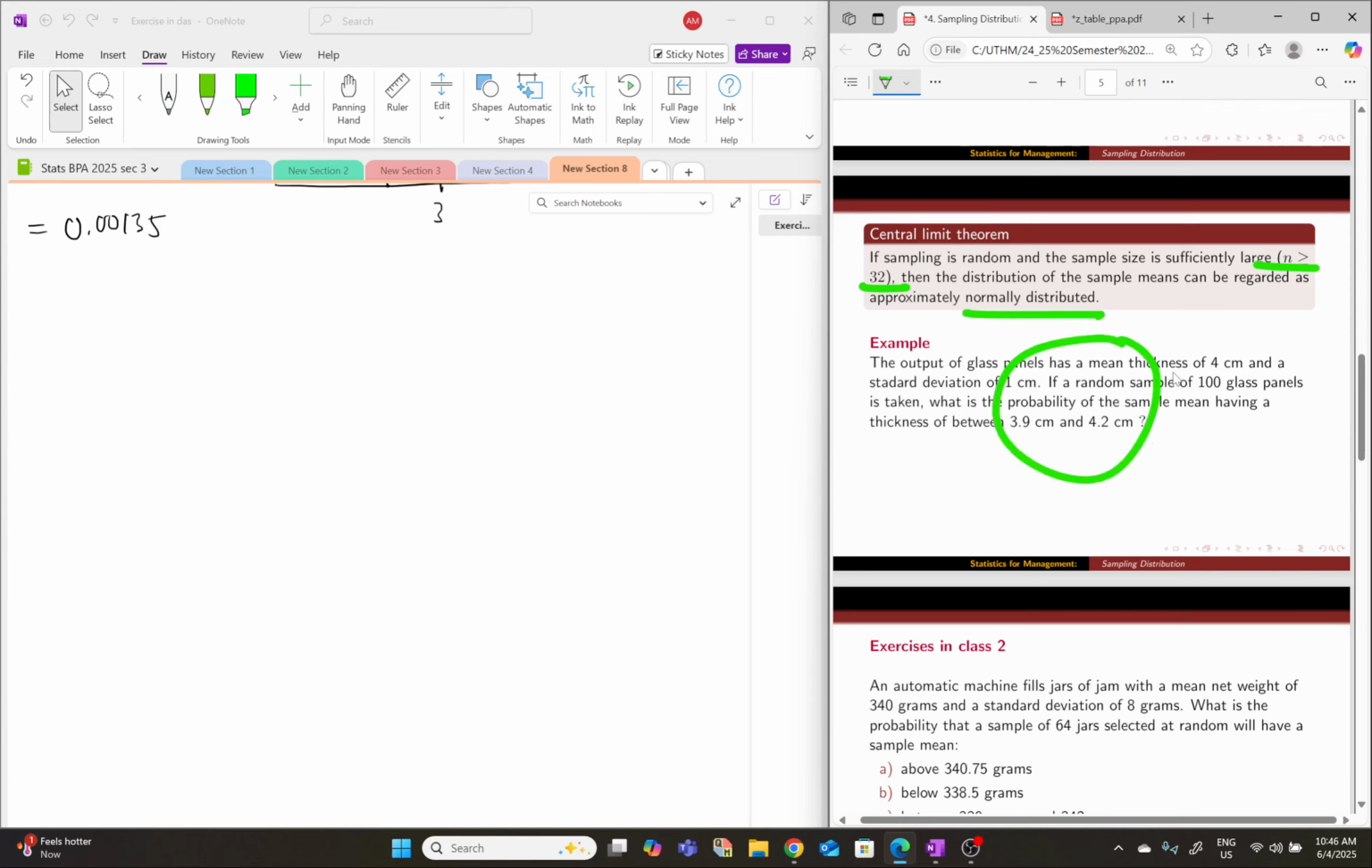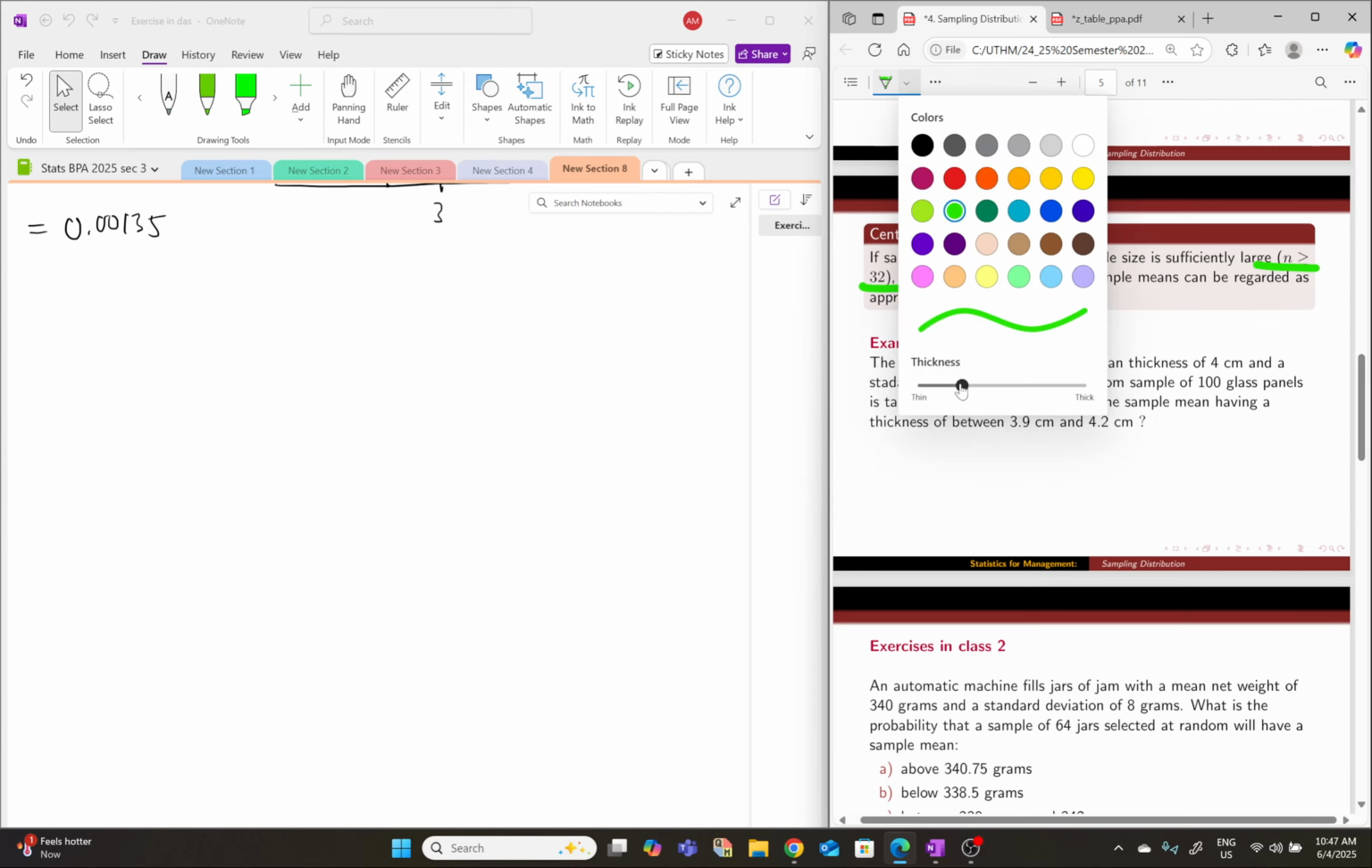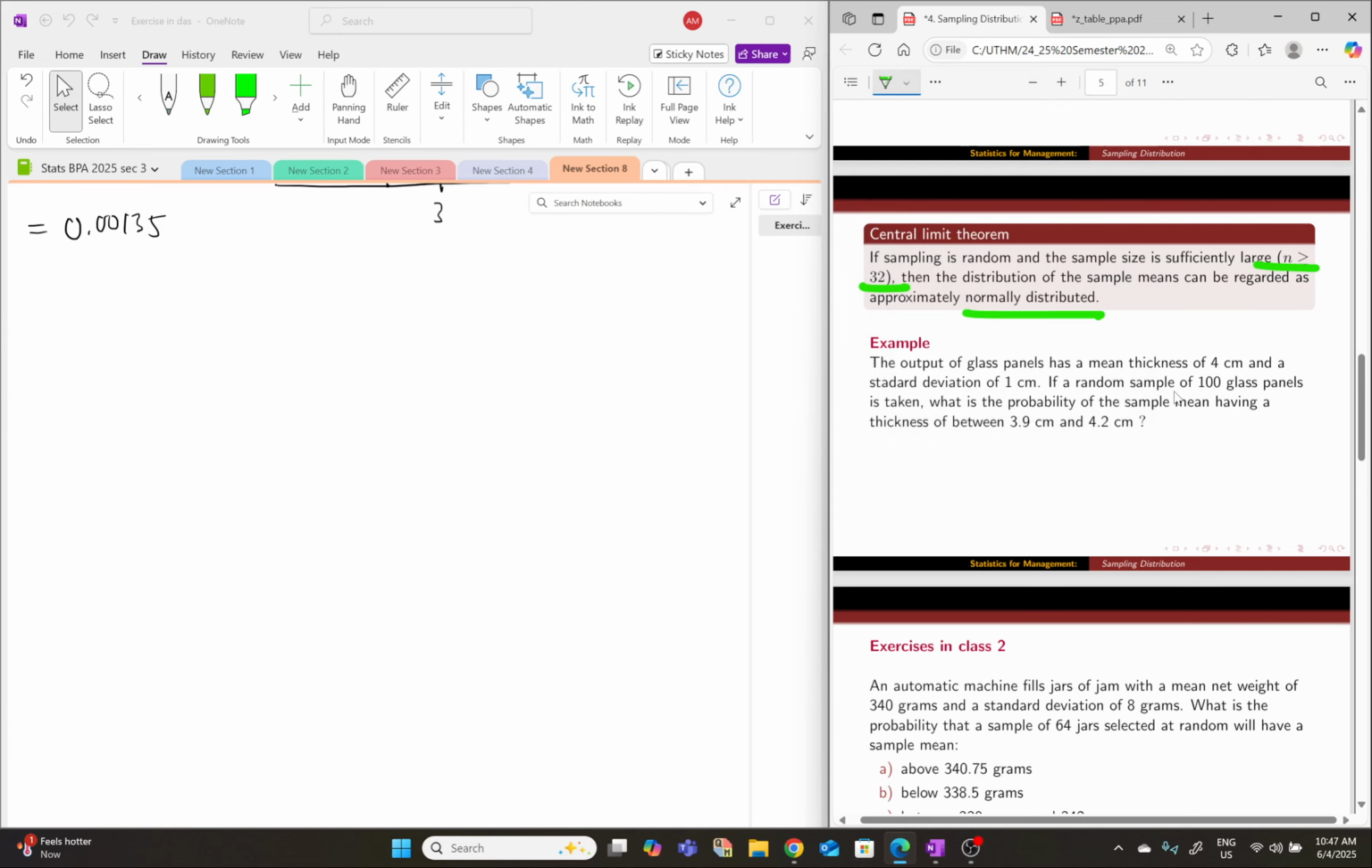Walaupun dia tak tulis sini normally distributed, kita punya sample size dekat mana? Sini. If a random sample 100 ni more than 32, boleh. Kita boleh gunakan normal distribution. Yang ini 100 ni more than 32. Jadi kita boleh gunakan normal distribution. Kalau sample size ni kurang daripada 32, we have to use T distribution. That one later we will go through that.